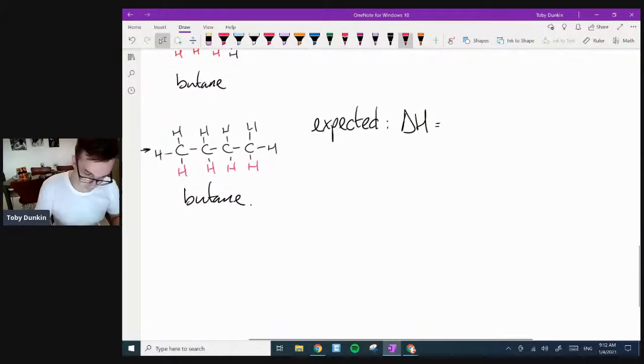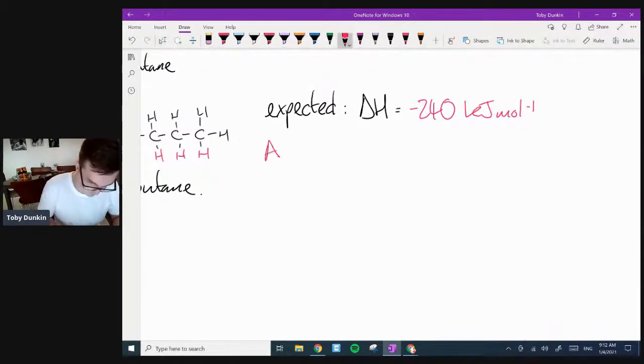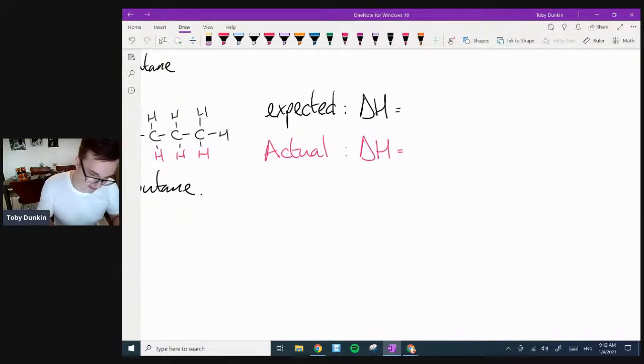The predicted was minus 240. Of course it was. Minus 240 kilojoules per mole. But it isn't. Actual. Okay, and at this point, this was the weird bit, you see, because they were like, what? What I should realize I should do is do that one in black because it's the expected. Yeah, minus 240 kilojoules per mole.